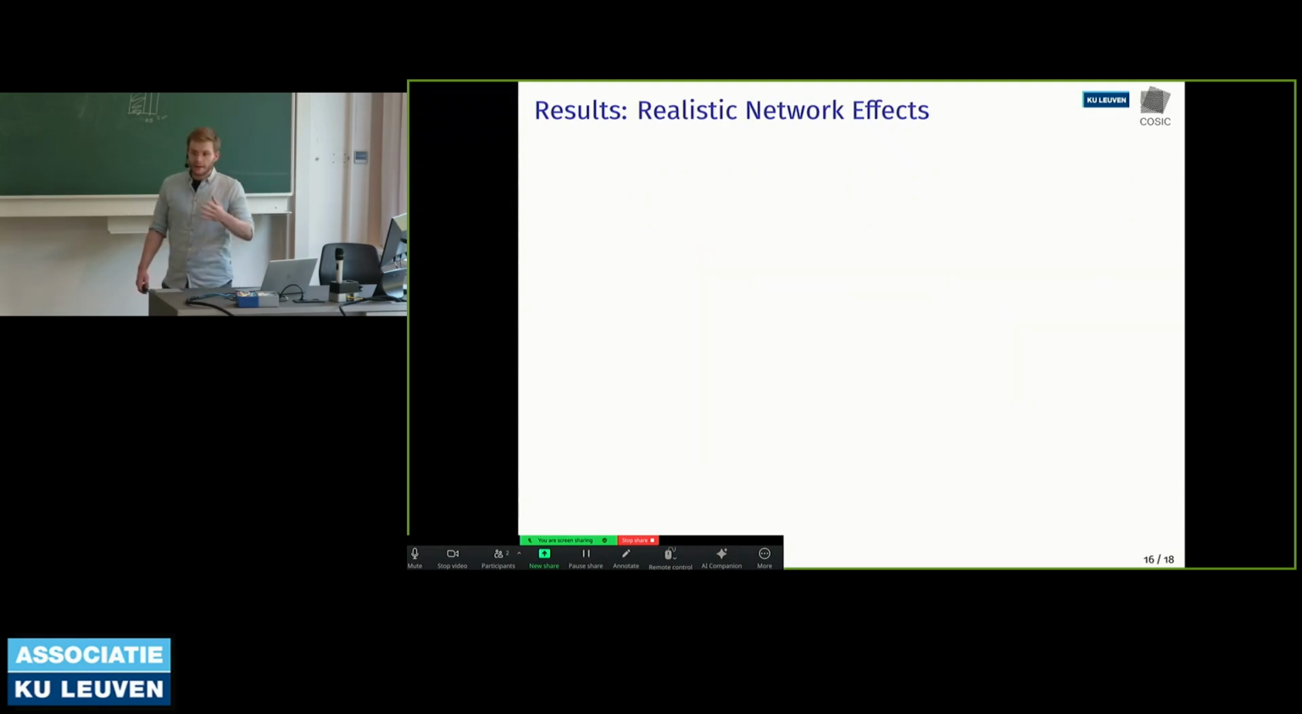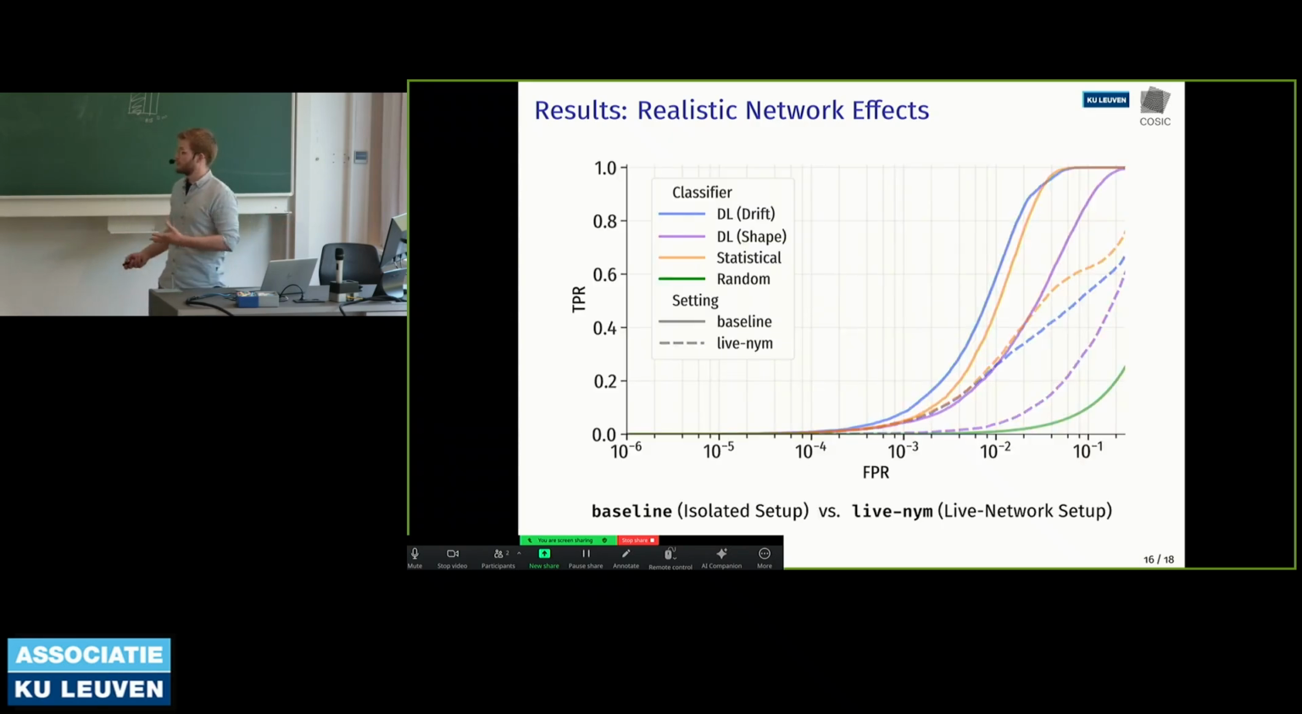And now let's look at realistic network effects, right? Because so far this was the isolated setup. So now we compare the isolated setup baseline dataset with the live NIM, live network setup, which means it's default NIM in either case, but in different network settings, right? And we have introduced the shape classifier here again to show how it performs, how badly it performs in comparison to the others, but also to show how it performs in the two different setups.